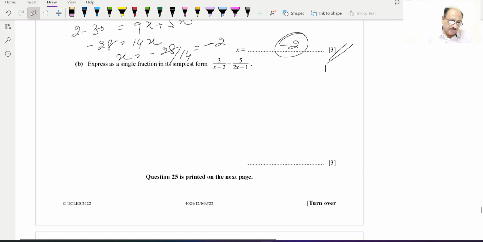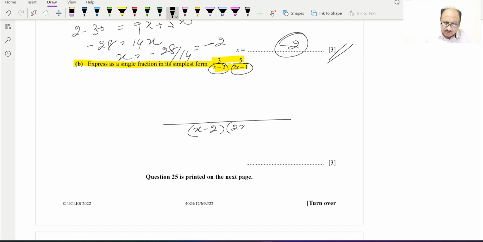Hopefully you understood this. Now the B part says express each as a single fraction in simplest form. So the easiest way for this one is make a line, write these denominators over here, x minus 2 and 2x plus 1. After writing these denominators, then write this 3 and the denominator of the other one, which is 2x plus 1, and then the middle sign, which in this case is minus, and then 5 into the denominator of this other one, which is x minus 2.